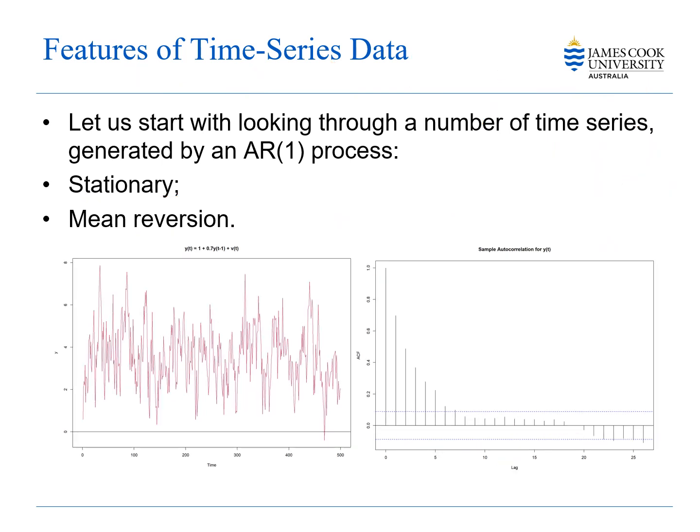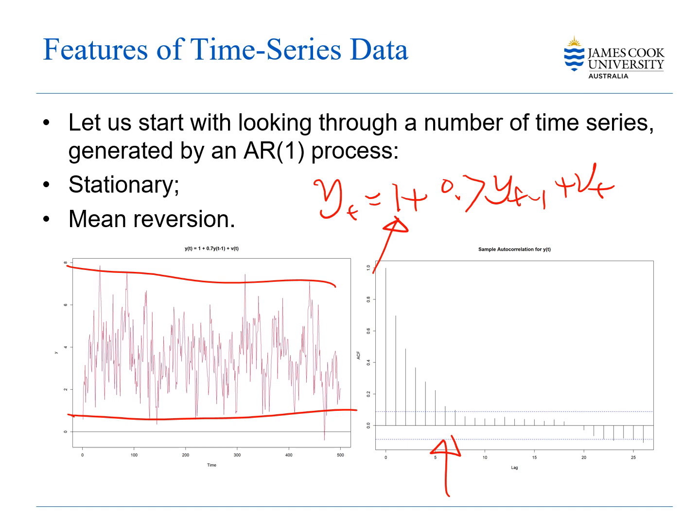Okay, let's look at yt is equal to 1 plus 0.7 yt minus 1 plus vt. So now the difference is we have an extra term 1 here. Still stationary, still the sample autocorrelation decays quickly. Also the variance is roughly the same, constant across time. The difference from the previous picture is that now the mean is roughly 3.33. It's no longer 0 because we have an extra constant here.